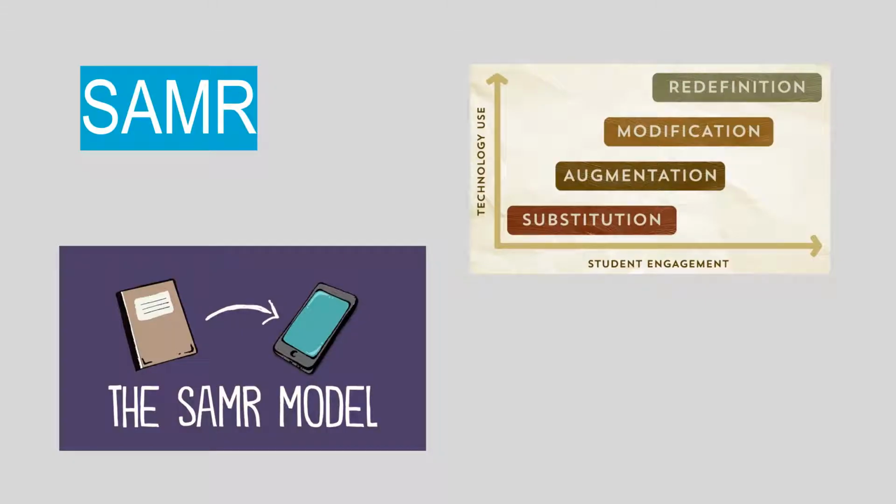Next, we have the SAMR model. This model was popularized by Dr. Ruben Puentedura, and its purpose is to encourage technology into teaching and learning. This model guides teachers on how to incorporate digital learning that will result in higher levels of achievement. The 4 levels of SAMR are substitution, augmentation, modification, and redefinition. Each level includes adding technology to the lesson or activity.